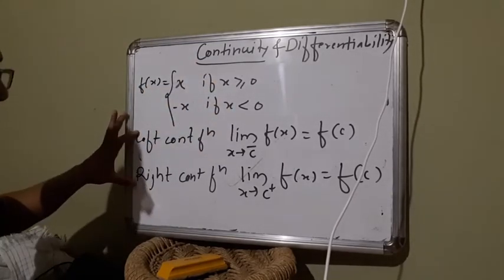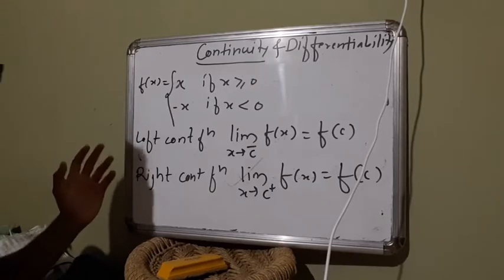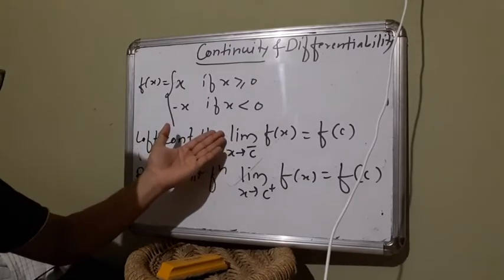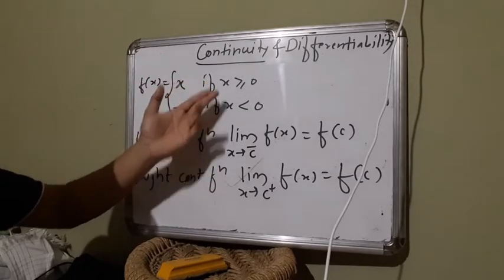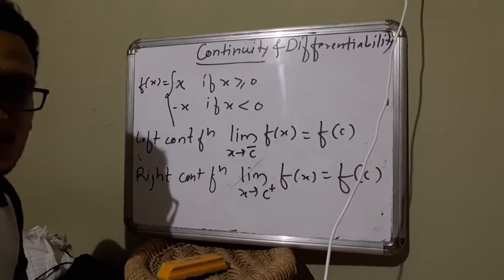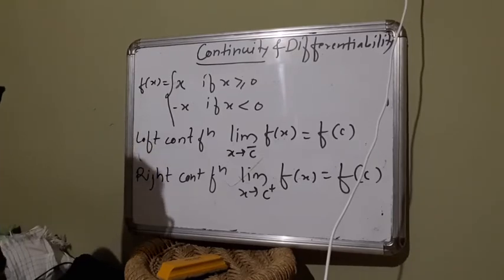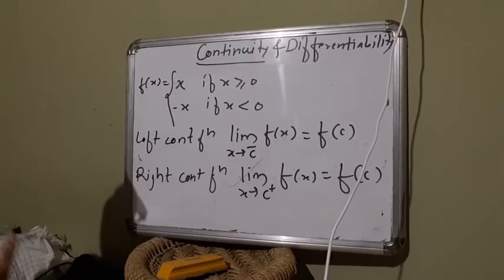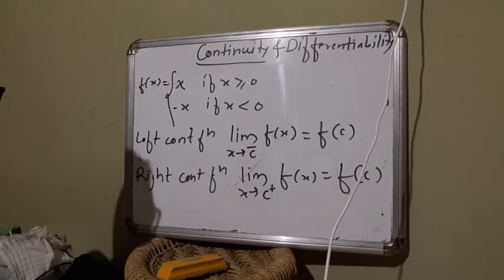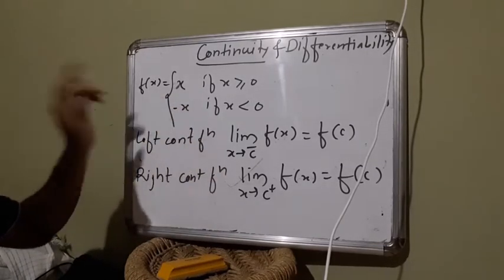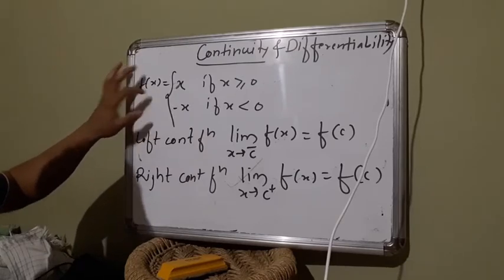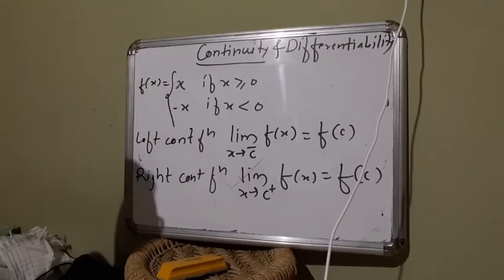See, these two definitions are exactly similar to limits only. This is LHL, this is RHL. So whenever the function is defined in this form, you have to find LHL and RHL. If LHL is equal to RHL, then we can say that the given function is continuous. If LHL is not equal to RHL, then we say that the function is discontinuous. So these two definitions are for the second type, that is, if the function is defined in the form of less than and greater than.